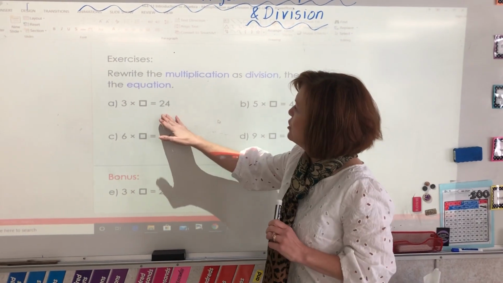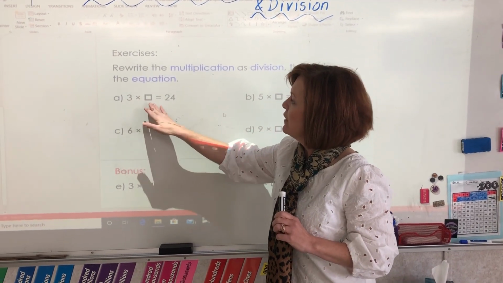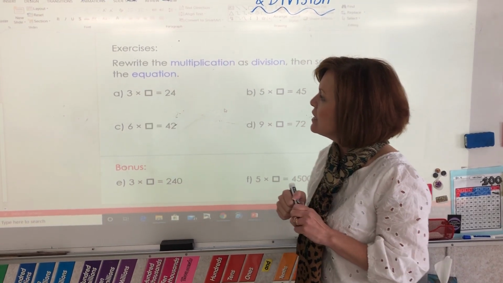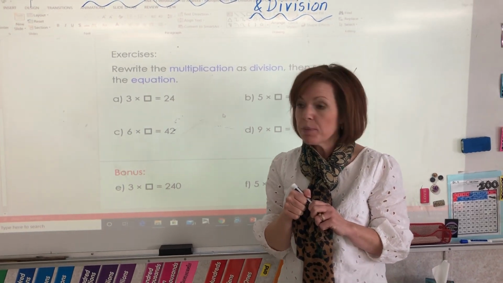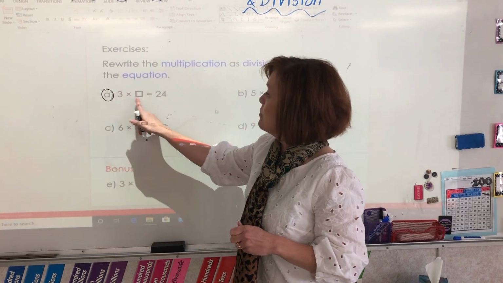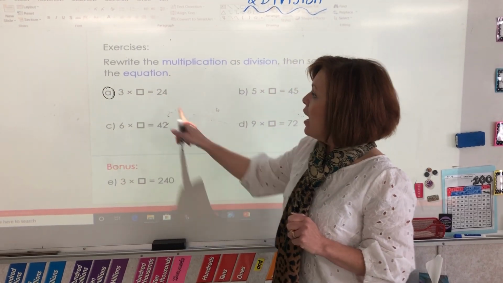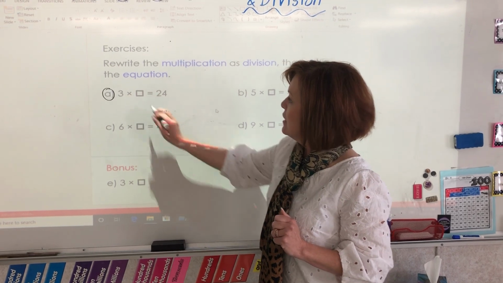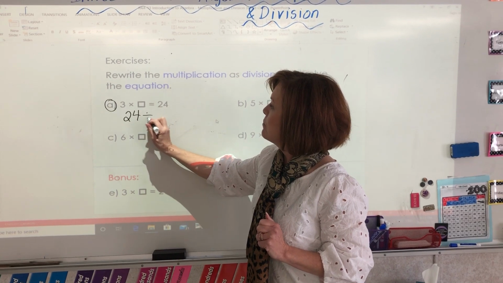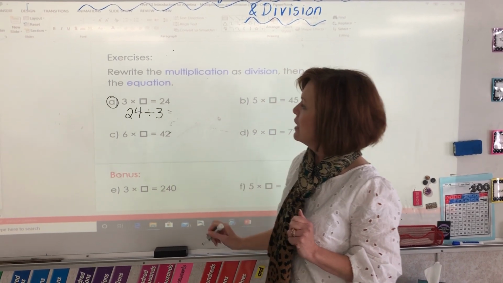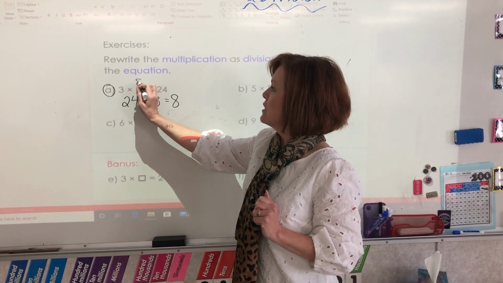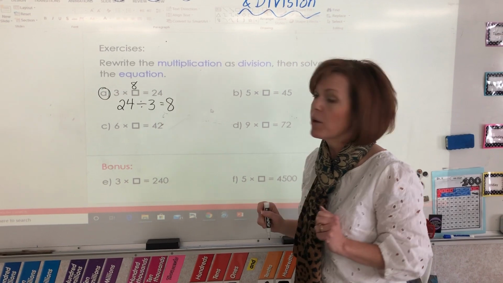Now, another method you can use, other than just saying what would fit into the missing algebraic part or the missing box, is to do division, do the opposite operation. And we've done this before. I'll show you what I mean. 3 times something equals 24. I am missing one of the numbers, and what I can do here is go 24 divided by 3 equals, and I use my division facts and I know that equals 8. And then I check my work. 3 times 8 equals 24.